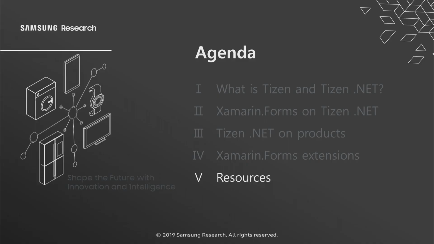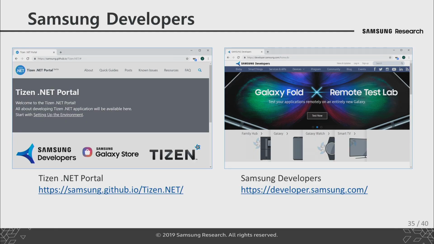So that was a lot about Tizen.net. And lastly, I'll share some resources. Developer sites will be the first tab you will visit when you want to start developing Tizen.net applications. First, we have the Tizen.net portal. That is what my team and I have created on GitHub. So it's GitHub pages, and the URL is samsung.github.io/tizen.net. It only contains the Tizen.net contents.